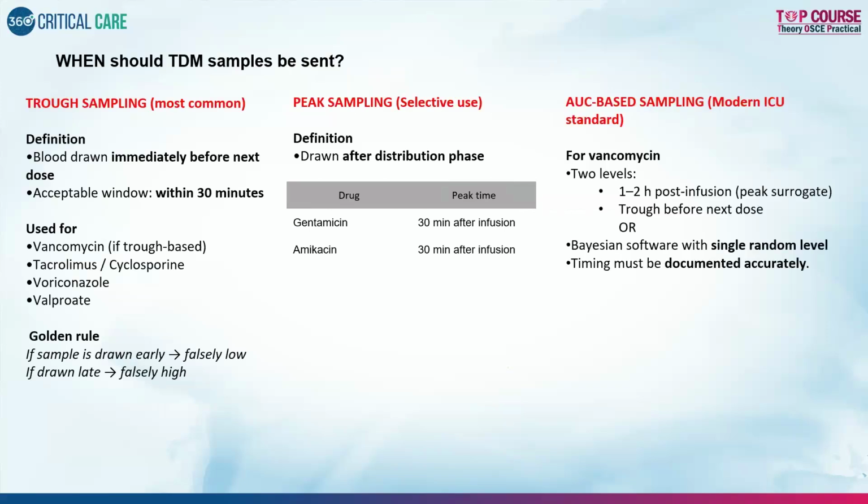There is something other than this also, that is called area under the curve based sampling. Usually for vancomycin, they are moving from trough levels to this. Now there are automated Bayesian system analysis, or AI is also coming into the picture. So this is what is used for accurately checking the drug levels in the body. So basically you need to know it's not just trough levels which we do in TDM. We do peak sampling and area under the curve sampling also.